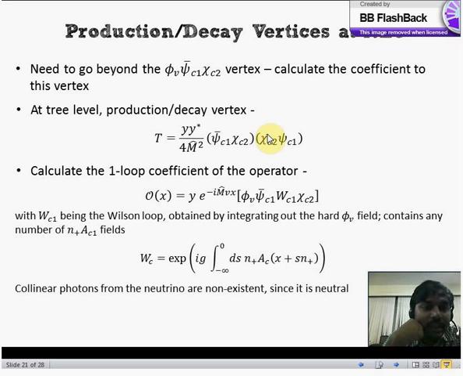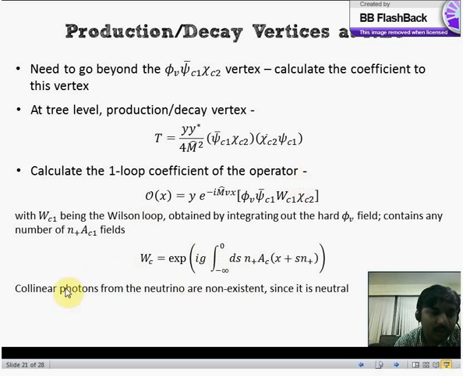Okay. Now we had another thing that we had to do, which was correct the vertices, and the vertices were calculated to LO earlier. Now we have to calculate to NLO. And at the tree level, this was the decay, this was the 4 Fermi decay vertex. Okay, we have to calculate the one loop coefficient of this, and the one loop coefficient will come from this kind of an operator, where you have a W over here, which is just the Wilson loop. The Wilson loop is of course got by integrating out the hard fields.